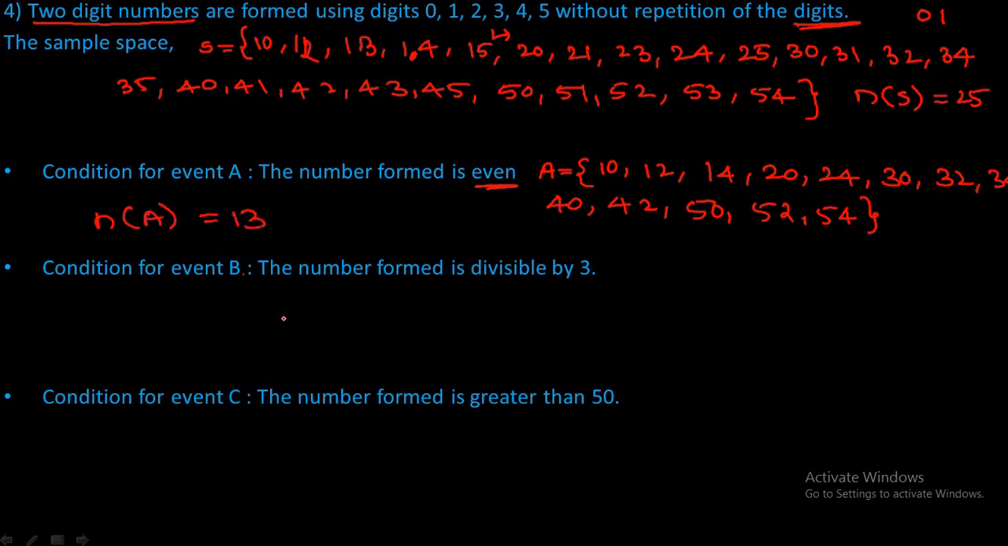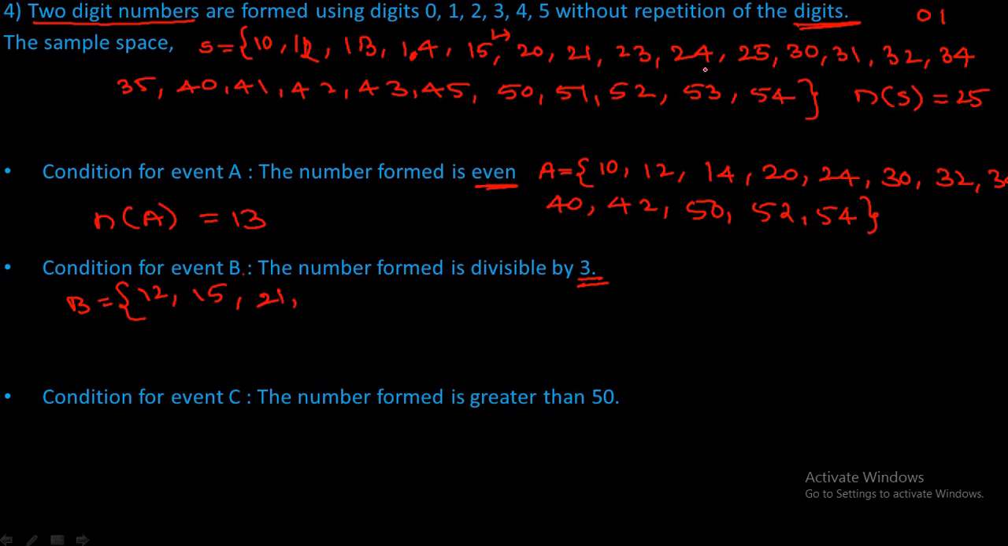I hope you are understanding. Next, event B: the number formed is divisible by 3. So you have to write the B event, which is multiples of 3, or divisible by 3. So 10 is not divisible by 3, 12 is divisible by 3, then 13, 14 not, 15 is divisible by 3. Then 20, 21 is divisible by 3.